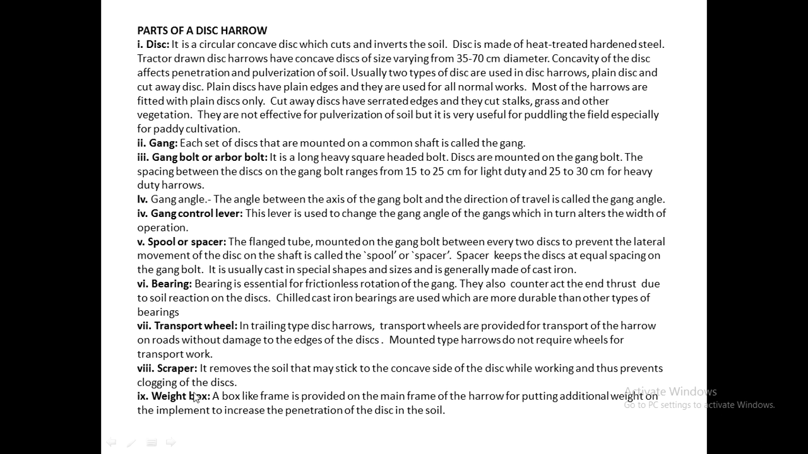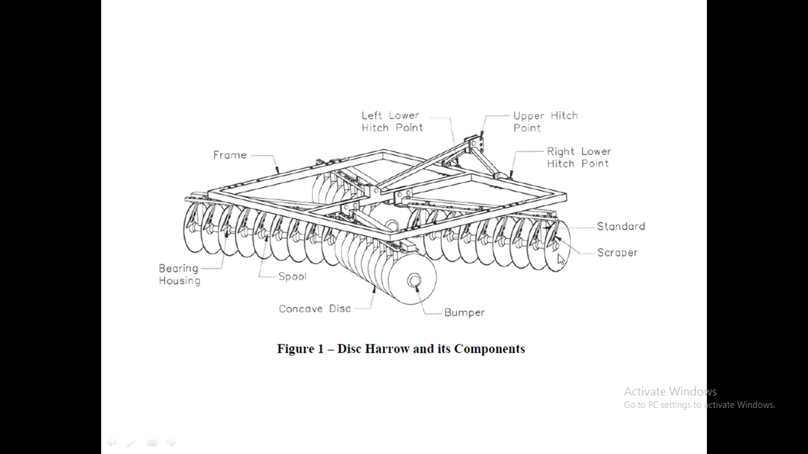And then we have the scraper and the weight box. So scraper is a component inside the concave side of the disc. It is used for removing the soil which is stuck to the disc during operation. So this generally happens when the soil is very wet, or if the soil has more clay content.